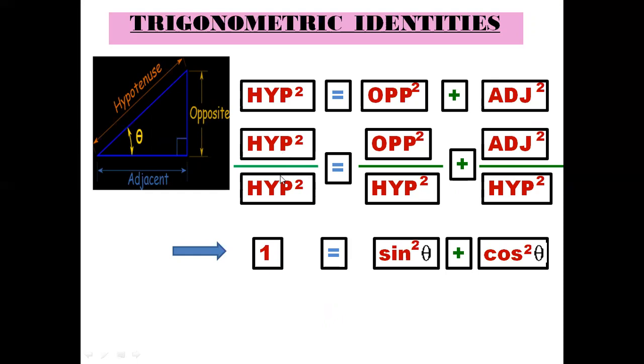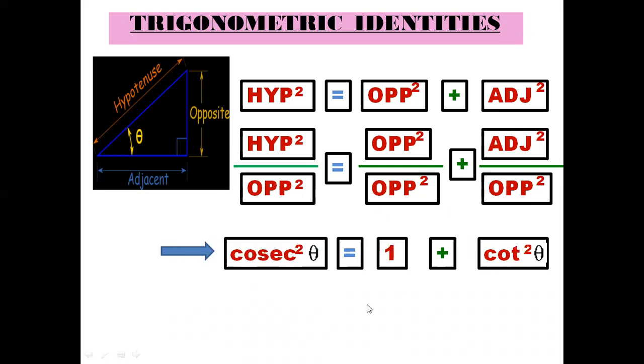So hypotenuse square by hypotenuse square gives us 1, equals opposite square by hypotenuse square, which gives us sine square theta. We know opposite by hypotenuse is sine theta. So since we have the squares, we get sine square theta plus adjacent by hypotenuse is cos, so we get cos square theta since we have the square here. So we get sine square theta plus cos square theta equals 1.